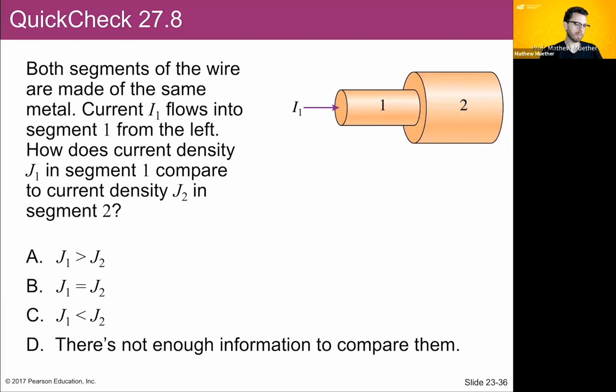Same problem. What about the current densities? Remember, current density is my current per unit area. How does the current density compare here?